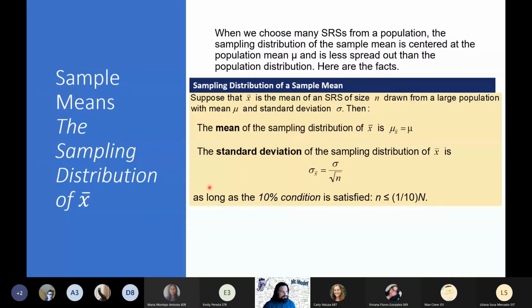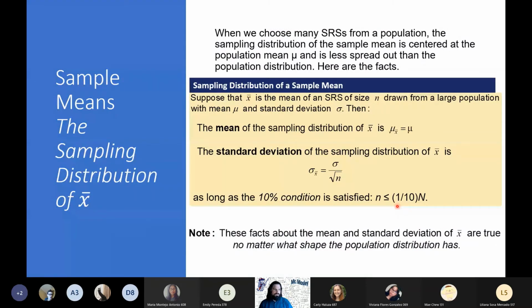But also, we need to make sure the 10% condition is satisfied for the standard deviation to be valid and usable. Just like in our sample proportions, the sampling distribution of p hat, we've got to check that 10% condition before doing the standard deviation. Note, these facts about the mean and standard deviation of X bar are true no matter what shape the population distribution has. Shape doesn't do anything about how we do these calculations. If you need a moment to write anything down from this slide, raise your hand, please.